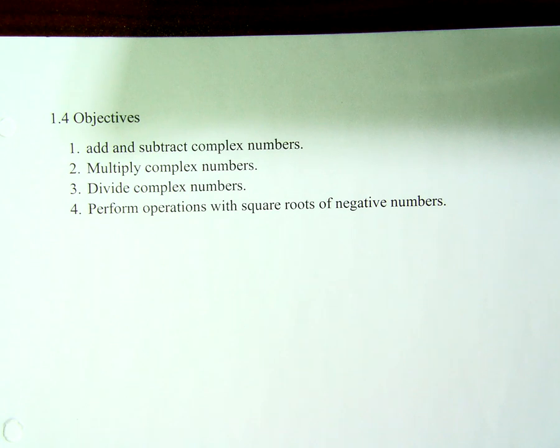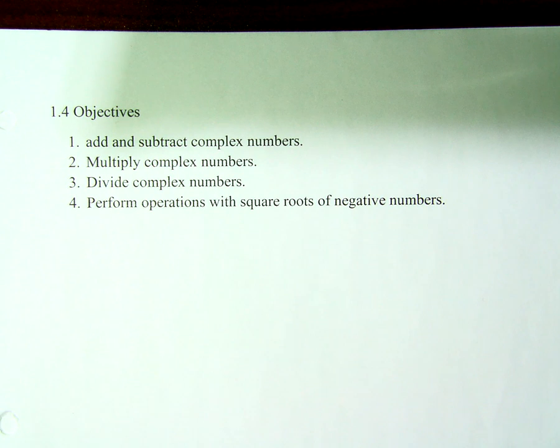Section 1.4. Here are our objectives. Number 1, add and subtract complex numbers. 2, multiply complex numbers. 3, divide complex numbers. 4, perform operations with square roots of negative numbers. Ready?